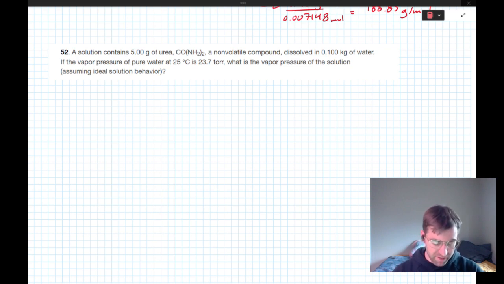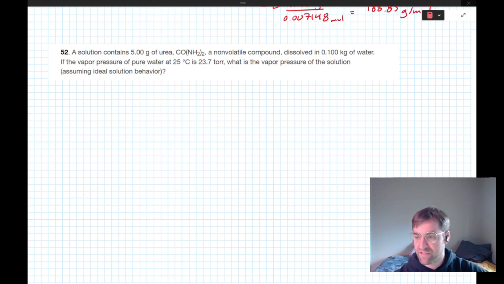Question 52, a solution contains 5 grams of urea, a non-volatile compound, so again, it doesn't evaporate off and contribute to gas pressure, dissolved in 0.1 kilograms of water. If the vapor pressure of pure water at 25 degrees Celsius is 23.7 torr, what is the vapor pressure of the solution, assuming ideal solution behavior?